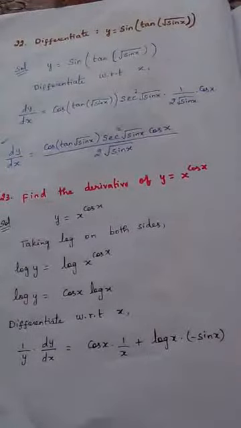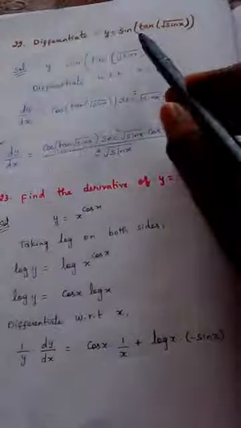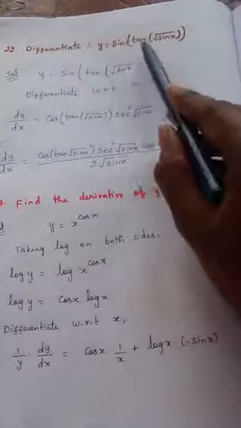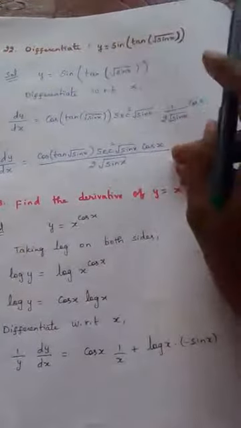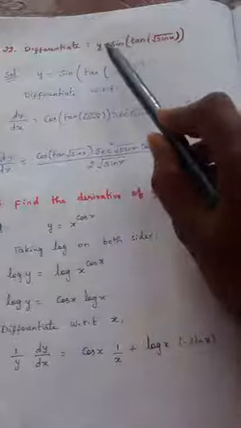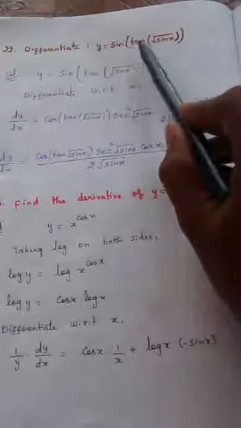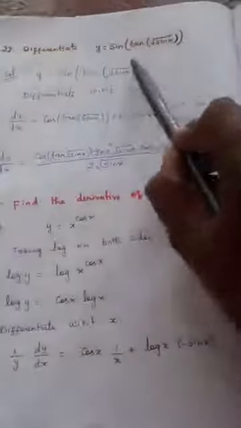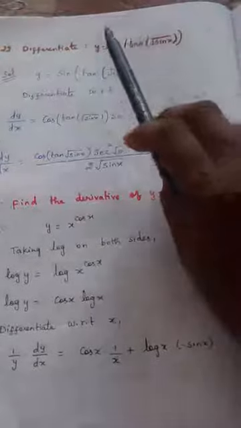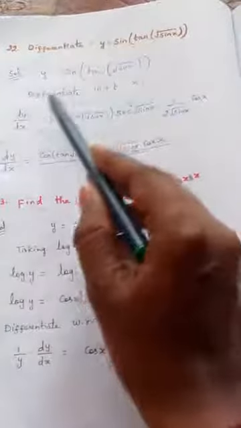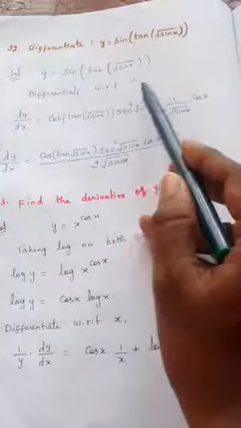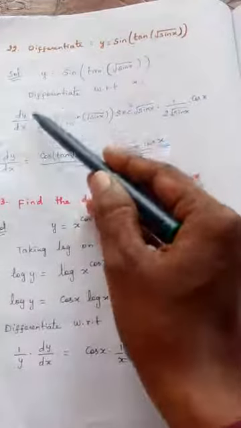Question number 22. Differentiate y is equal to sine of tan of root of sin x. So it looks a little bit difficult. We need to differentiate this. Understand carefully. So writing the question once again, differentiating with respect to x, y becomes dy by dx.